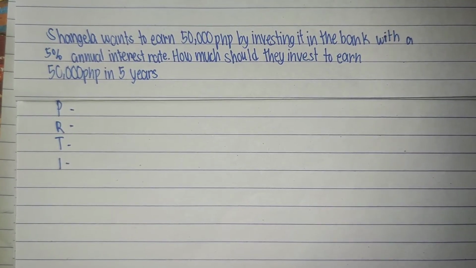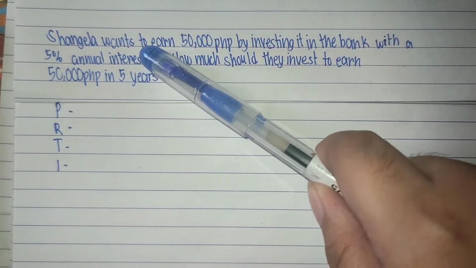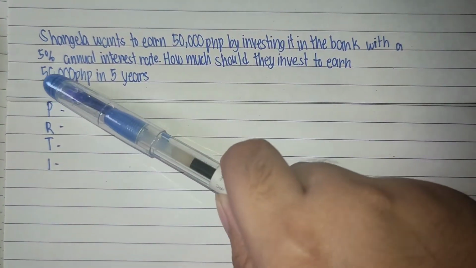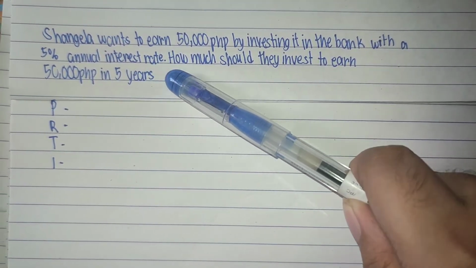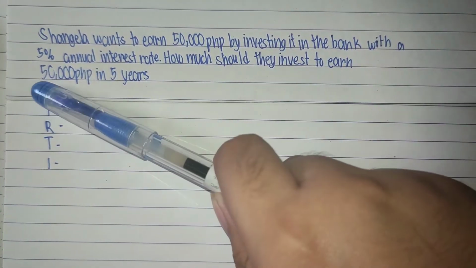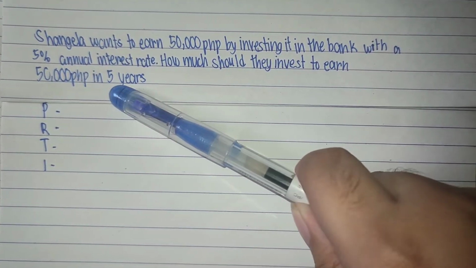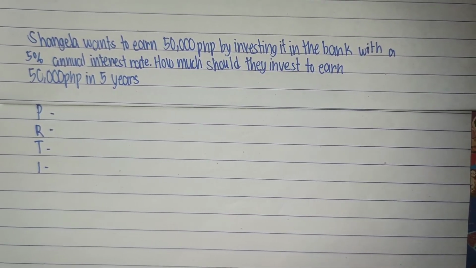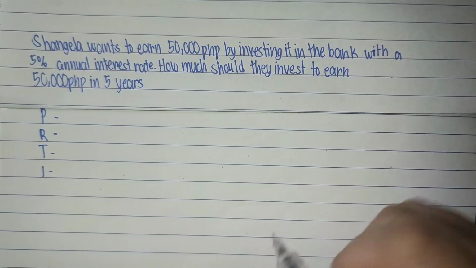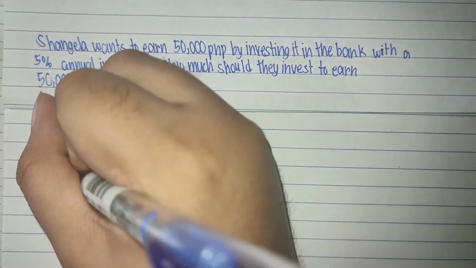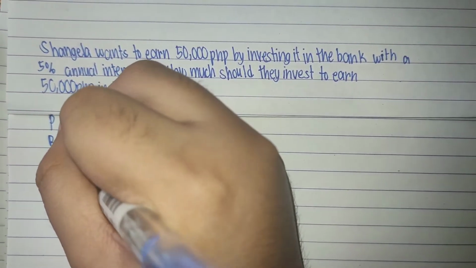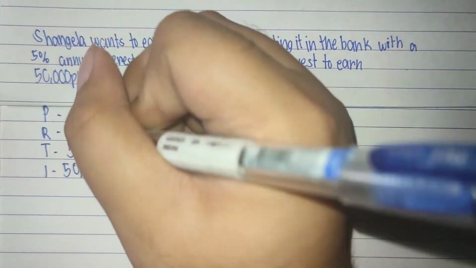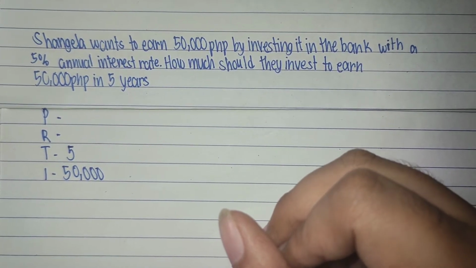So, this is our second example. Shangela wants to earn 50,000 pesos by investing it in the bank with a 5% annual interest rate. How much should they invest to earn 50,000 pesos in 5 years? So, ang hinahanap naman dito ay ang principal. Ilagay muna natin yung mga given. So, ang I, interest, is 50,000 pesos. Ang time natin is 5. At ang rate naman natin ay 5%.